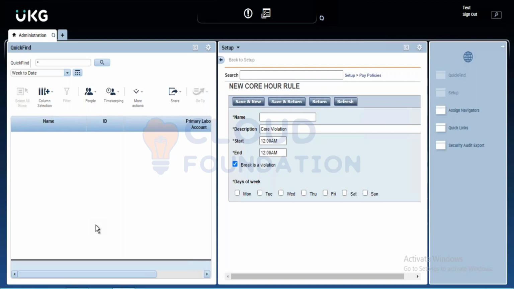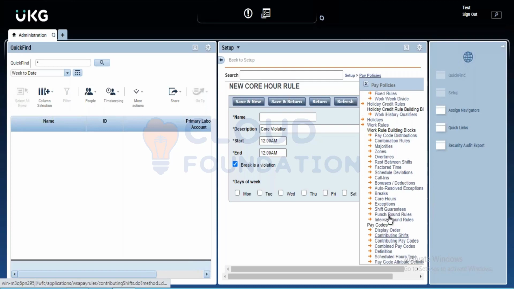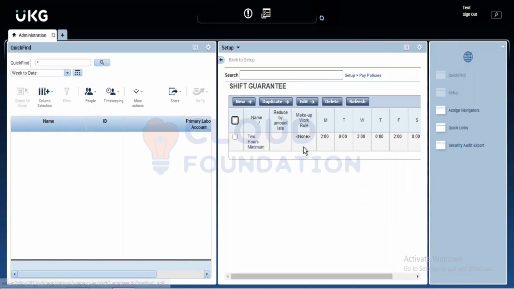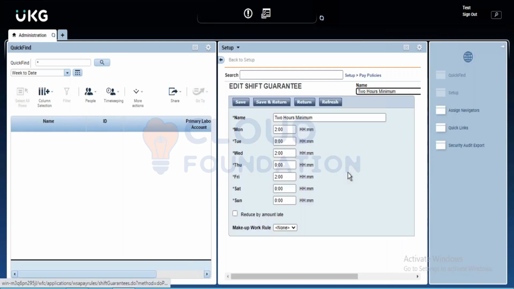Ma'am, can you go over the shift guarantee again? Because I can't understand that. Okay, you want to go to shift guarantee? Okay. Yeah. Okay, you want me to explain it again?